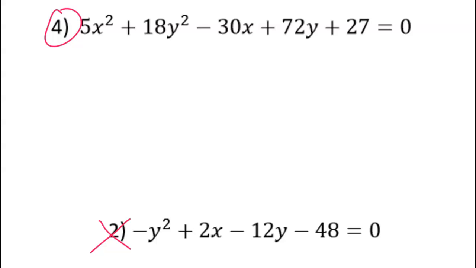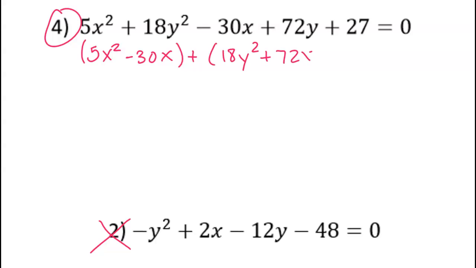I'm going to group the x's and group the y's. So I have 5x squared minus 30x, and then I have 18y squared plus 72y. And I'm going to subtract 27 to the other side.